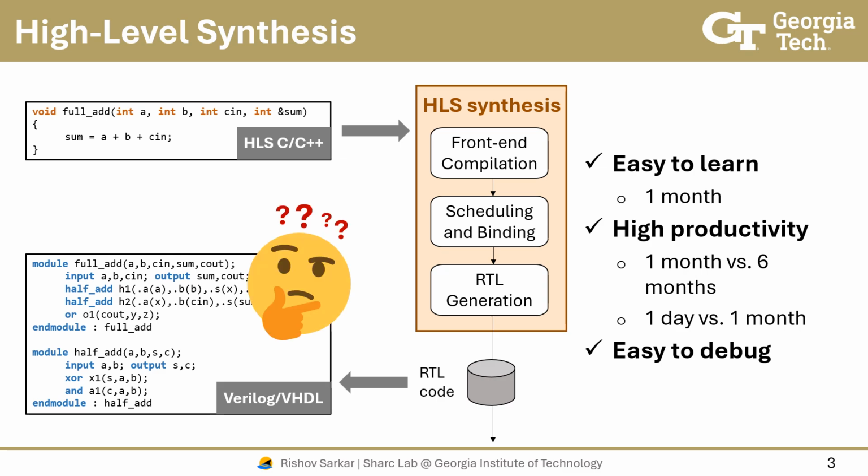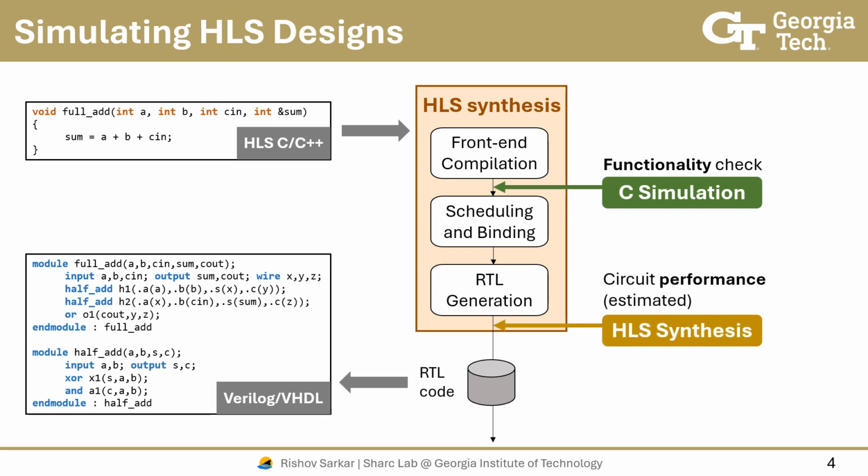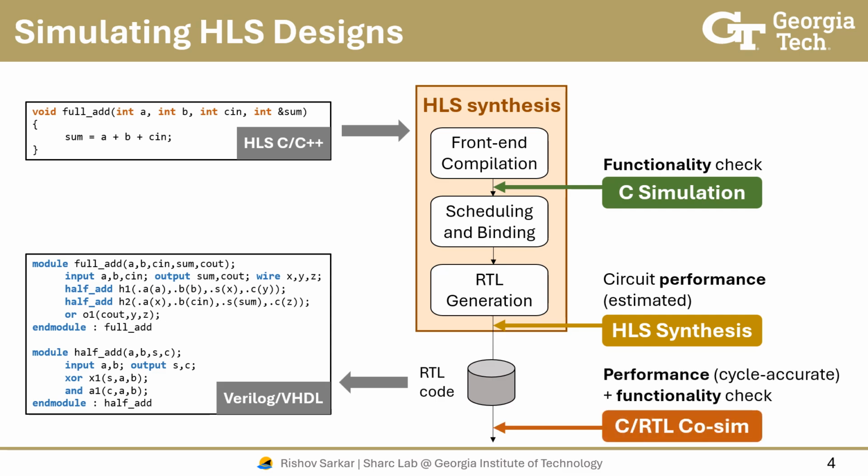But you might have some questions about the performance and correctness of this generated code. That's where simulation comes in. Designers have 3 tools at their disposal. First is C simulation, which performs a high-level functionality check by simply compiling and running the software code. Next is the synthesis process itself, which, while not really simulating anything, does estimate the latency of your generated design based on static analysis. Finally, C RTL code simulation performs a full simulation of the generated RTL code for cycle-accurate latency estimates and an in-depth check of the functionality of the design.